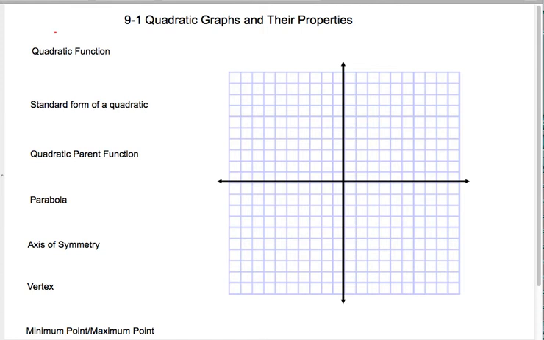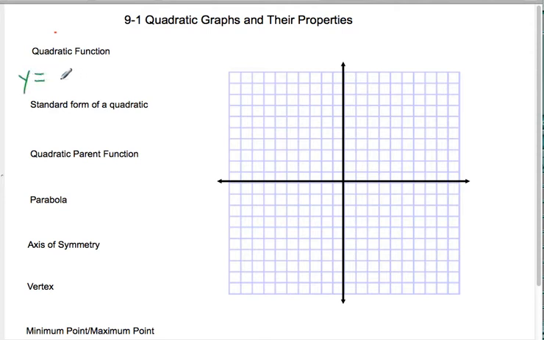Hello everybody. In today's video we're going to learn about quadratic graphs and their properties. So we're going to start off by showing you a quadratic function. We talked about this last year, this year. A quadratic function is just a function that can be written in this form.